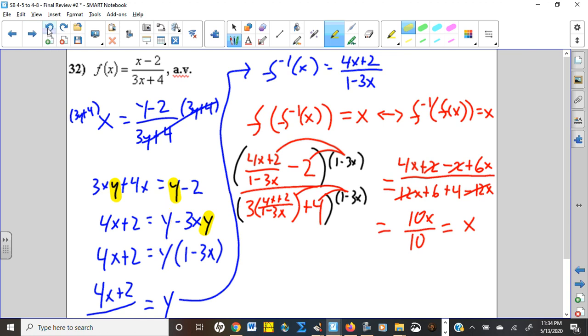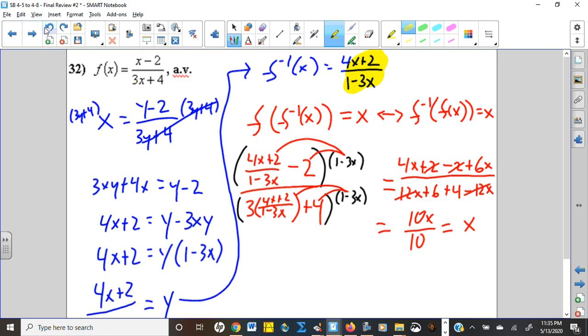Now, they wanted you to algebraically verify this, and what that means is you have to put f inverse into f, and you have to put f into f inverse. What I'm showing you here is putting the function we just came up with, f inverse, into f. So I put this here and here, basically.